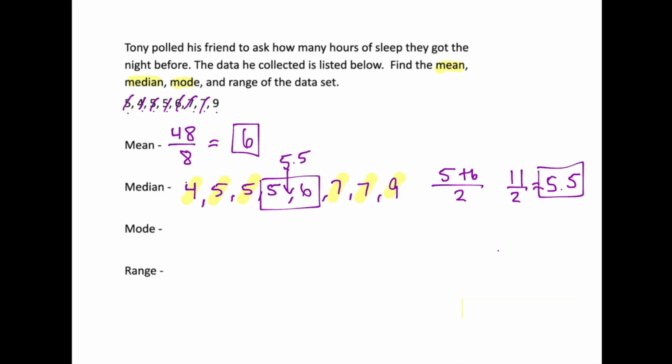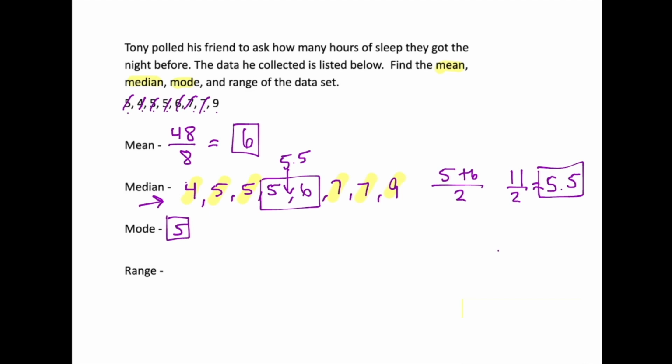Next, we need to find the mode. The mode is the number that occurs the most often. Since we had the numbers in order for the median, we can just look at the numbers in order to find the mode. As you can see, there are 3 5s. That's the number that occurs the most often. So the mode is 5.